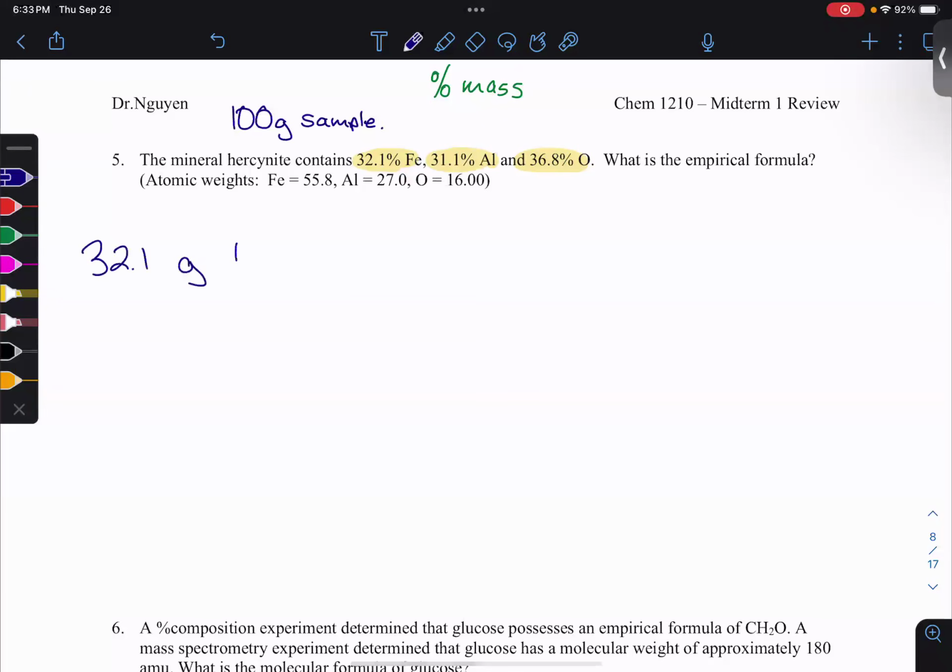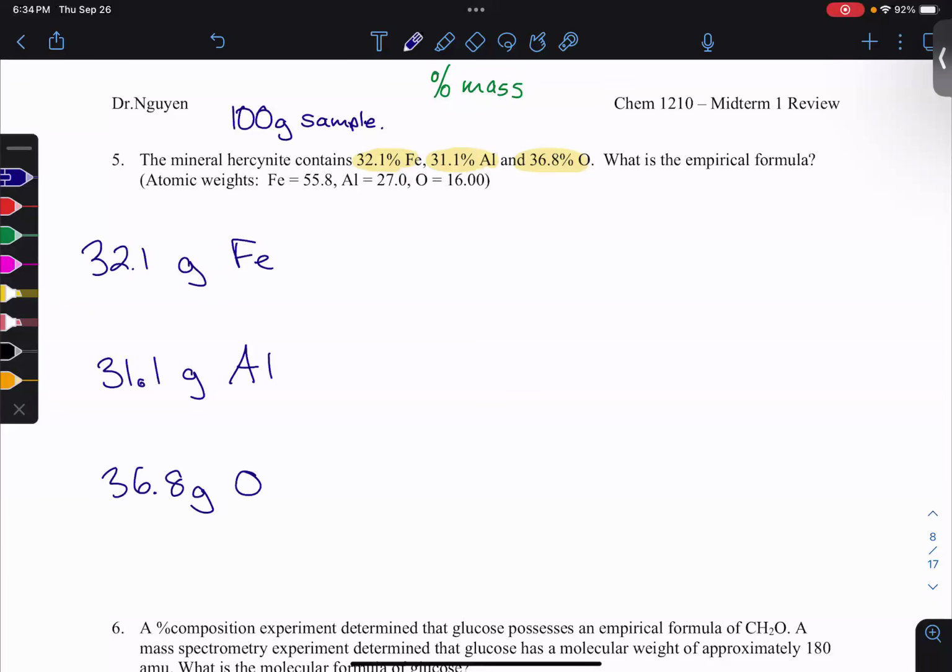32.1 grams of iron. And then how many grams of aluminum do I have? 31.1 grams of aluminum. And then I would have 36.8 grams of oxygen, right? So convert all those percentages into masses. And the reason we want masses is because now that I'm in grams, I can convert to moles of all those things, right? Because molar mass allows us to go from grams to moles.